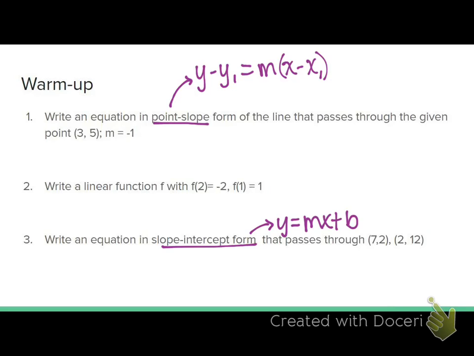Annabelle? y minus 5 equals -1, and then 3 minus x. Other way around. The x has to come first, then the minus 3. So y minus 5 equals -1 parentheses x minus 3. We are not going to distribute on that one because they wanted point slope form. That's what they wanted. We leave it there.